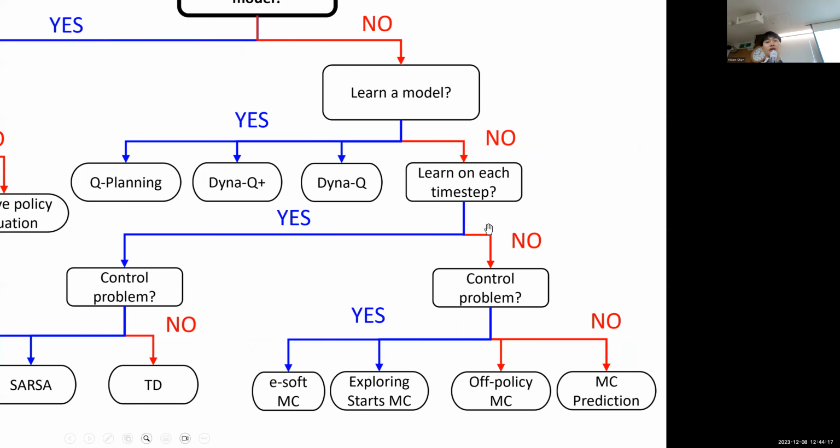On the right-hand side, if we don't learn on each time step, then we also need to ask whether it's control or prediction. If it's control, as you may see here, all the approaches are MC, the Monte Carlo method, because it does not learn based on time steps. So at the end of the episode, we update, okay? So if it is control, we use epsilon-soft MC or exploring starts MC. If you recall, exploring starts MC is where we bring exploration to the MC.